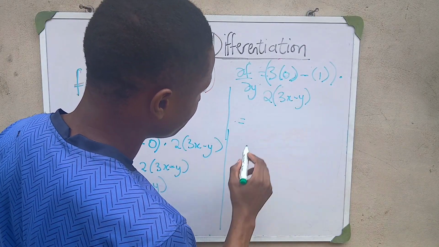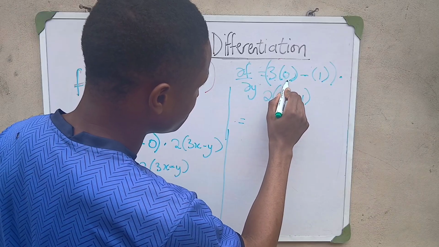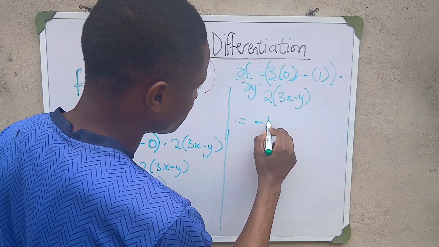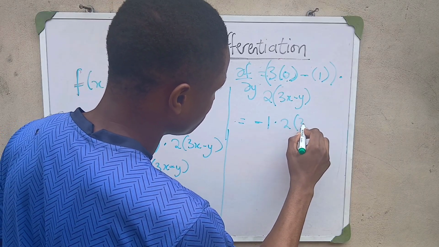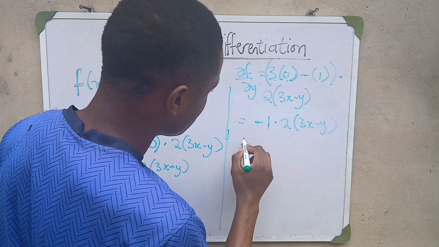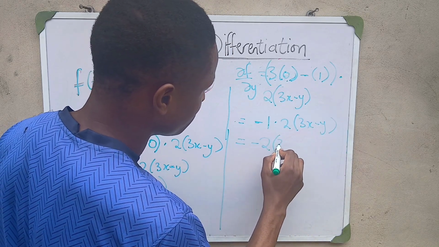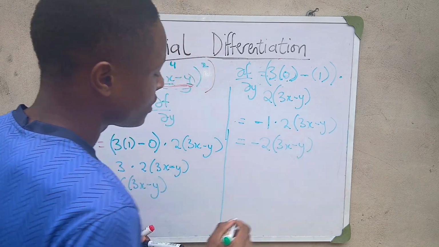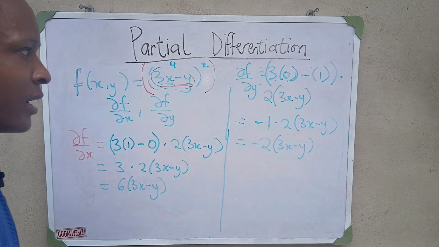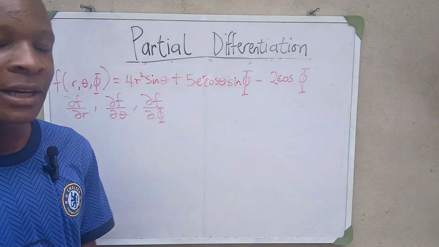So this is going to be giving us 3 times 0 is 0. So we'll be having minus 1 times 2 into 3x minus y. So that will give us minus 2 into 3x minus y. So that is the value of partial f over partial y. So we have another problem here.